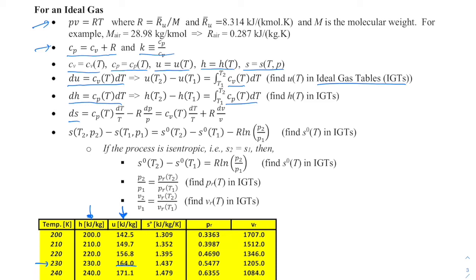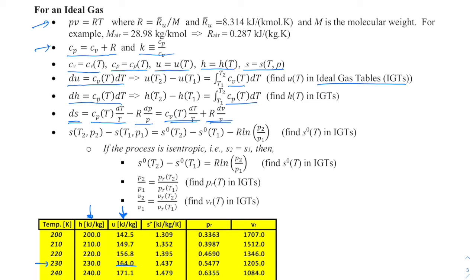So ds, there are two ways you can write this. One is Cp times dT over T minus R dP over P, or ds is Cv dT over T plus R dv over v. Just two different expressions that you can derive there.